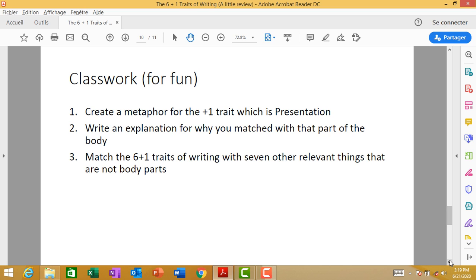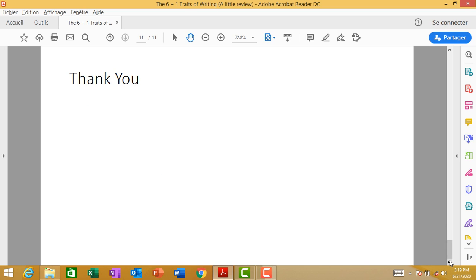But the second thing that you're going to do is write an explanation for why you matched it with that part of the body. Most people will come up with the same explanation. And the last thing you're doing is match the 6+1 traits of writing with 7 other relevant things that are not body parts.